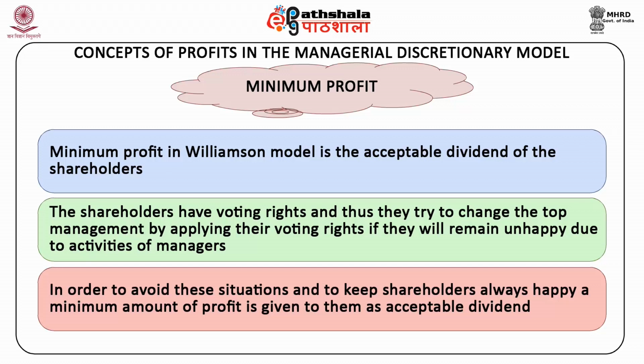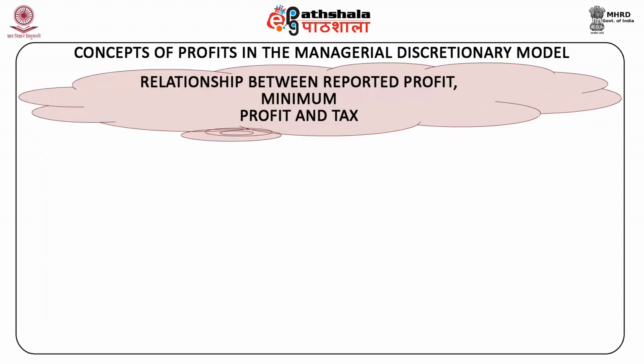In view of this, managers always try to keep reported profit greater than or at least equal to the sum of minimum profit and tax to be paid to the government. The reported profits remain either equal to or greater than the minimum profit plus the taxes, because additional profit after paying out the minimum profit is used to positively affect the managerial utility function.